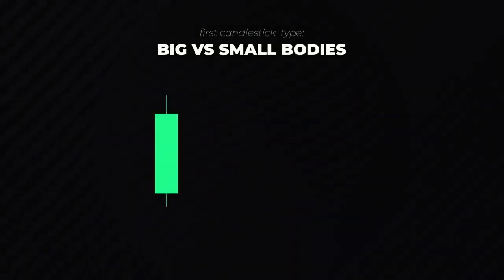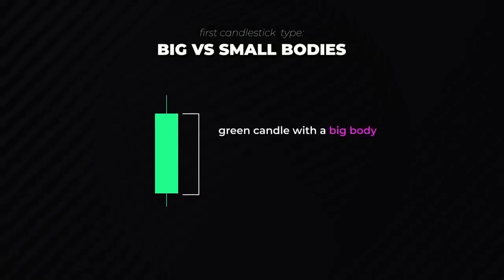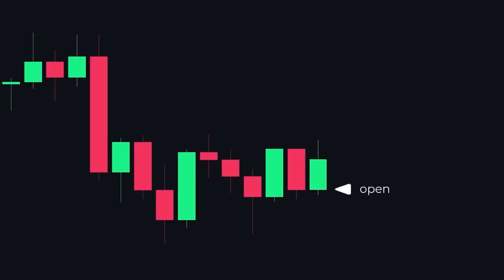For example, let's look at a green candle with a big body. This type of candle shows that buyers were much more dominant. This is because price opened at a lower level, but because the buying pressure was so high and sellers were weaker, buyers were able to push the price up significantly without much resistance from sellers. This is why the candle closes in this shape.